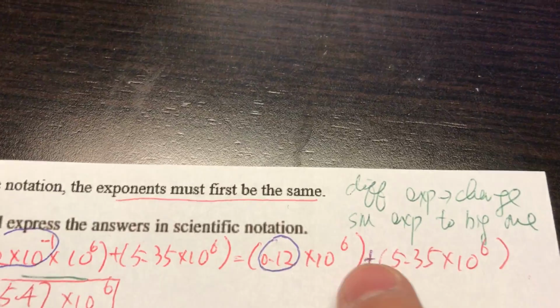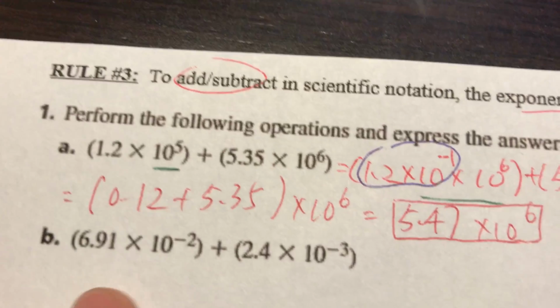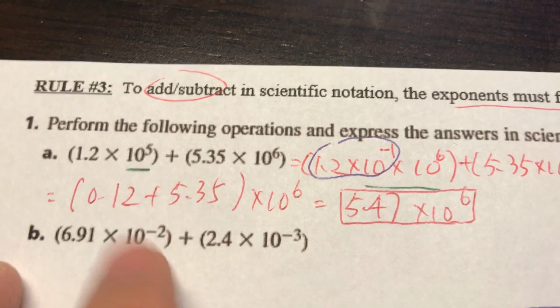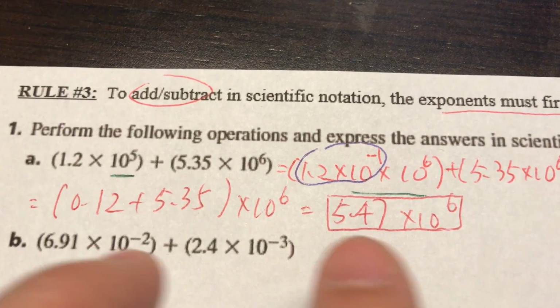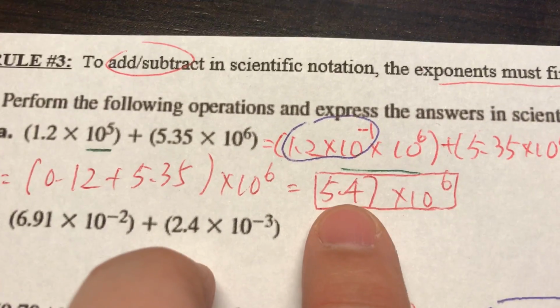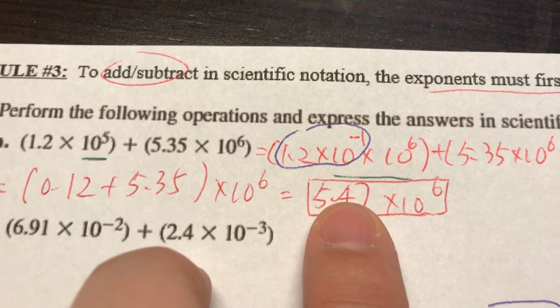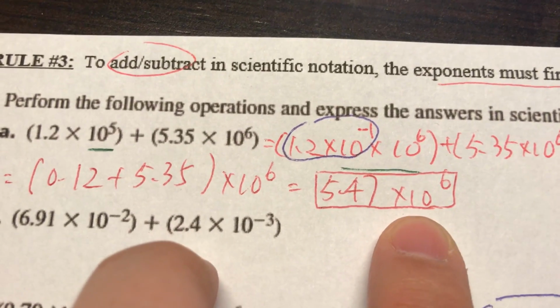Then for 10 to the 6th, I have the common factor, 10 to the 6th, and I take it out. So I get 0.12 plus 5.35, times 10 to the power 6. And finally, I get 5.47 times 10 to the 6th. Now here, the m is between 1 and 9.999, and this is also two decimal places, so this is the answer.